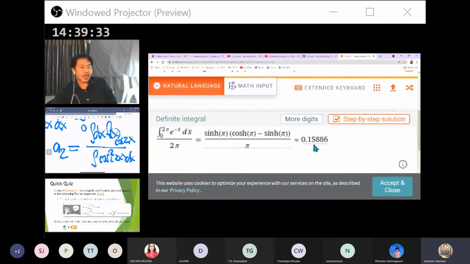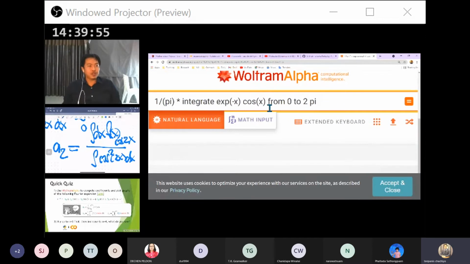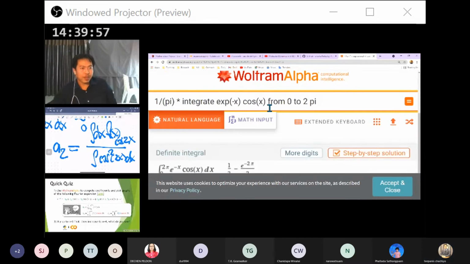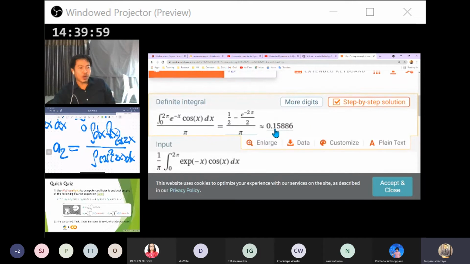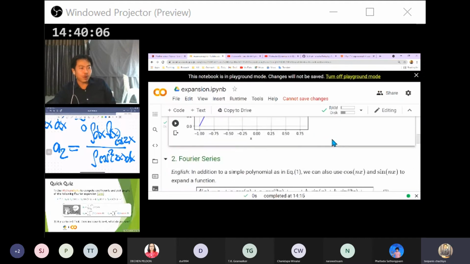And you get that, 0.1588. That's the perfect coefficient for A0. What about for A1? You simply multiply cosine of x in there, but I believe the coefficient in the front may be only 1 over pi from that formula, and you integrate again, and you get that function, 1.588. So you do all this, and you put this number into the Google Colab over here.